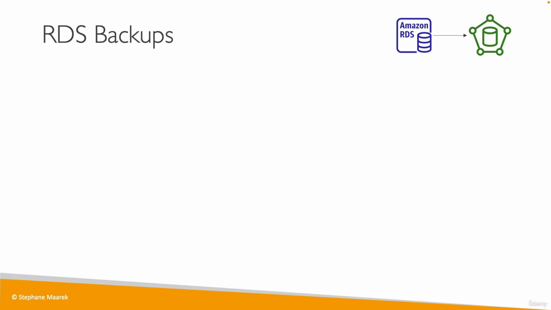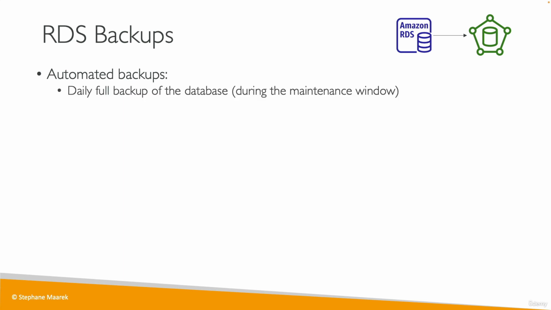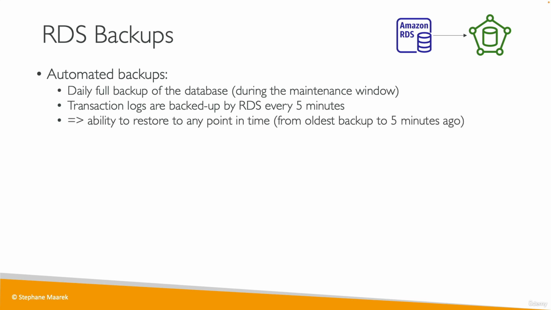So now let's talk about RDS backup. So first of all, you have automated backups. And what it means is that the RDS service will automatically do a daily full backup of the database during your database maintenance window. But on top of it, every 5 minutes, the transaction log is backed up. That means that the earliest backup you have is 5 minutes before now. That means that from these automated backups, you can restore to any point in time up until 5 minutes ago.